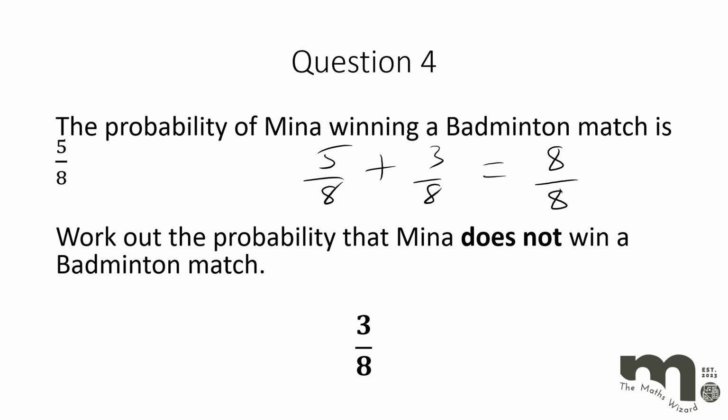So if we add together these two fractions, we've got 5 and 3 on the top there. That gives us 8 out of 8. So there's 2 possible outcomes here, her winning and her not winning. Both of those outcomes have got to add up to one whole one.